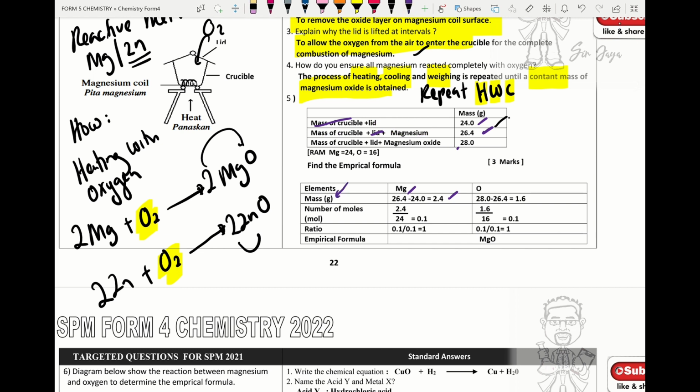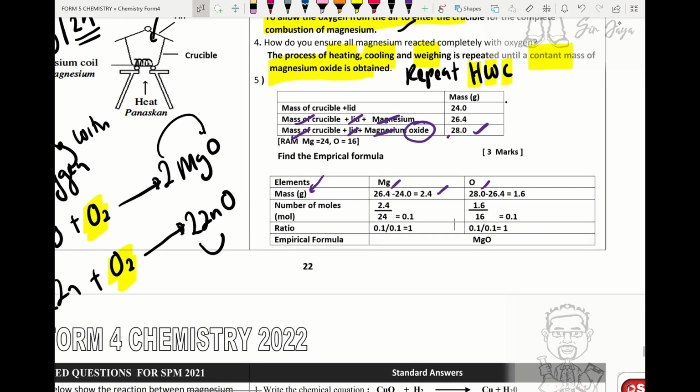All right, how to find the mass of oxide? So I cut the crucible, I cut the lid, I cut the magnesium. So we have the mass of oxide. We take 28 minus 26.4, we will get 1.6.